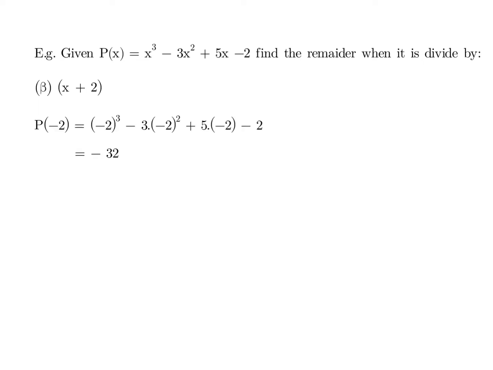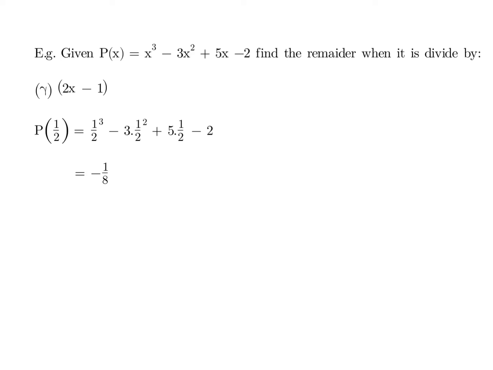For the second one, when dividing by x plus 2, we're going to substitute in minus 2. So minus 2 cubed, minus 3 times minus 2 squared, plus 5 times minus 2, minus the 2 on the end. That gives us minus 32, so the remainder when dividing by x plus 2 is minus 32.